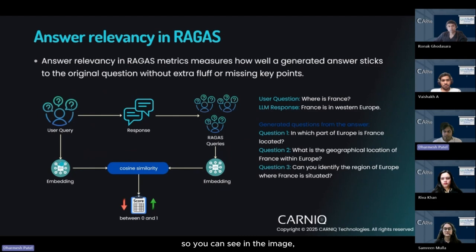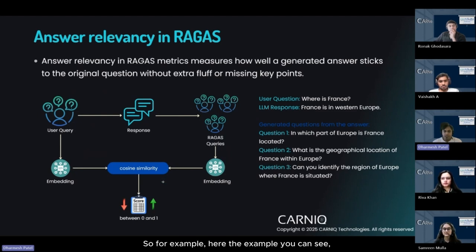So you can see in the image, you as a user ask the question and your Ragas application will give you the response. Now the Ragas framework will use another LLM to derive the question based on the answer generated by the LLM, and then it will compare both your user question and the other LLM-generated question using cosine similarity, and provide you a score between 0 and 1.